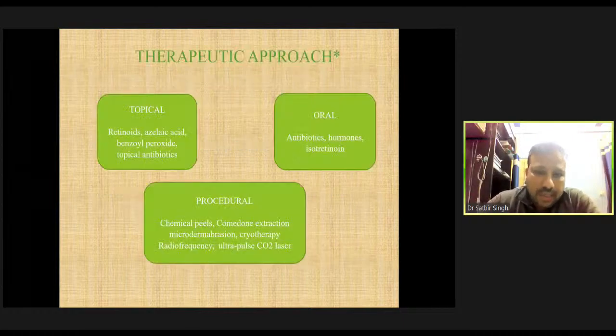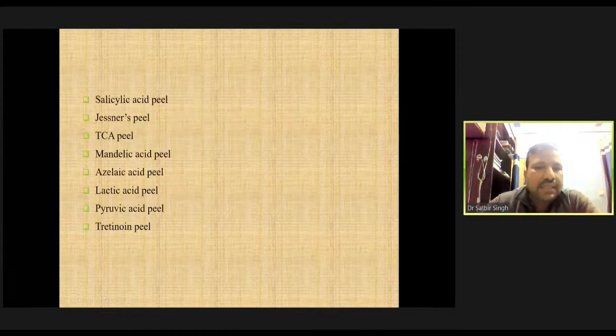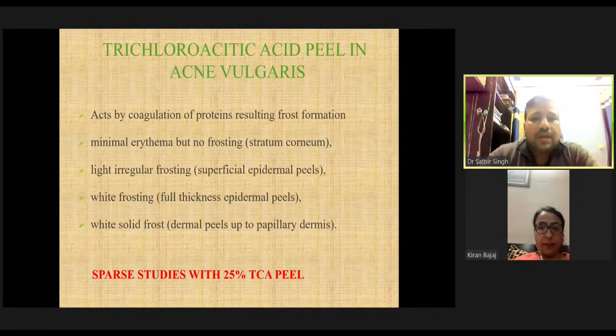Therapeutic approaches in acne vulgaris: topicals are retinoids, azelaic acid, benzoyl peroxide, and topical antibiotics; orals are antibiotics, hormones, and isotretinoin. Procedural options are chemical peels, comedone extraction, microdermabrasion, cryotherapy, radiofrequency, and ultra-pulse CO2 laser. Chemical peels in acne vulgaris are salicylic acid peels, Jessner's peels, TCA peels, mandelic acid peels, azelaic acid peels, lactic acid peels, pyruvic acid peels, and tretinoin peels, ma'am.